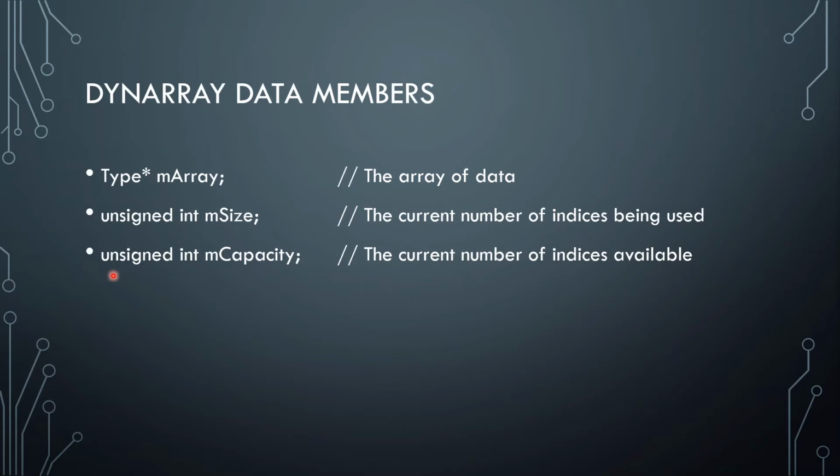So this last data member here, the capacity, is going to be the number of elements that are in the array. So that's going to be the size of that array. We're also going to have a size data member because the array may not be full at all times, and we'll see how that works a little bit later on. We've already seen that behavior with the vector class as well.